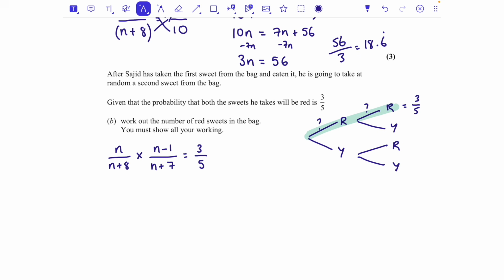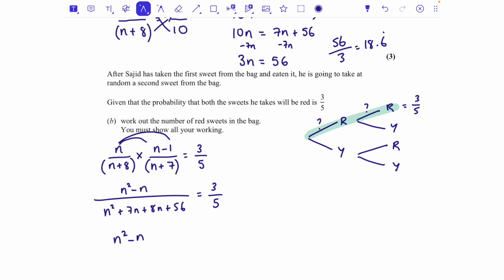So multiplying fractions is top times top, bottom times bottom. So I've got n squared minus n, because I'm doing that times that and that times that. And on the denominator, remember you've got 2 terms times 2 terms. So it's going to be n squared add 7n add 8n add 56. And that equals 3/5. So n squared minus n over n squared add 15n add 56 equals 3/5.